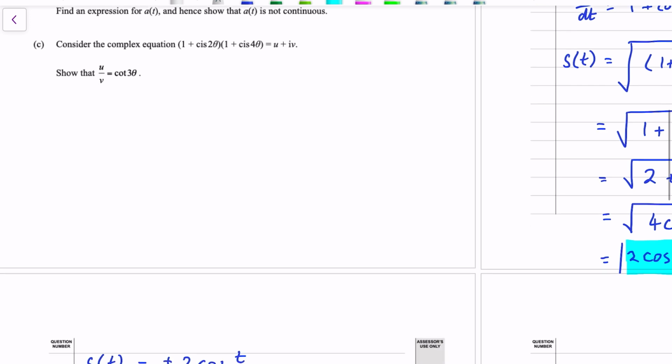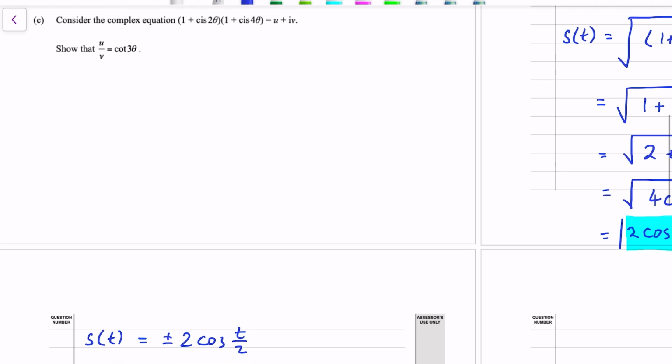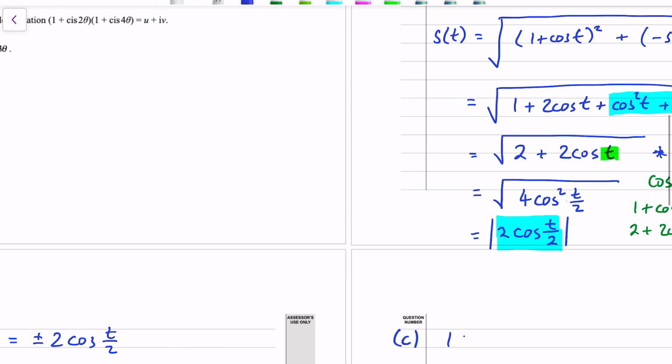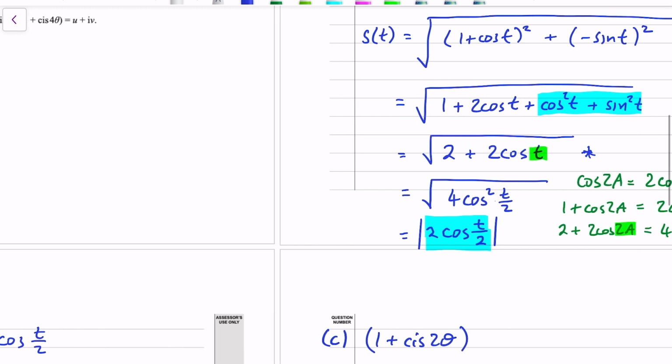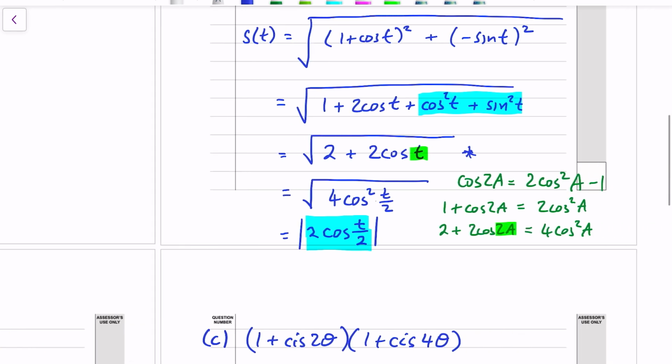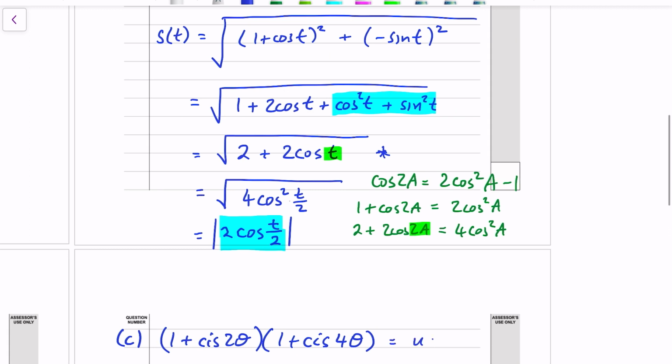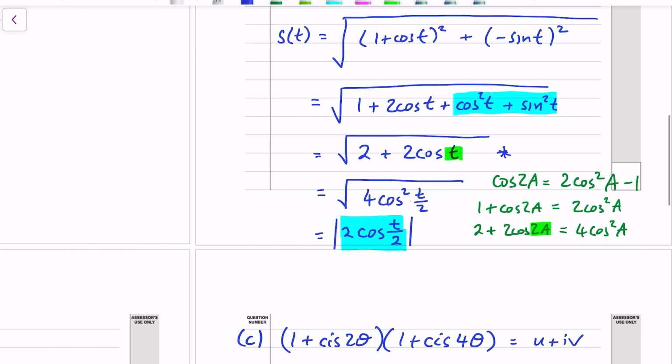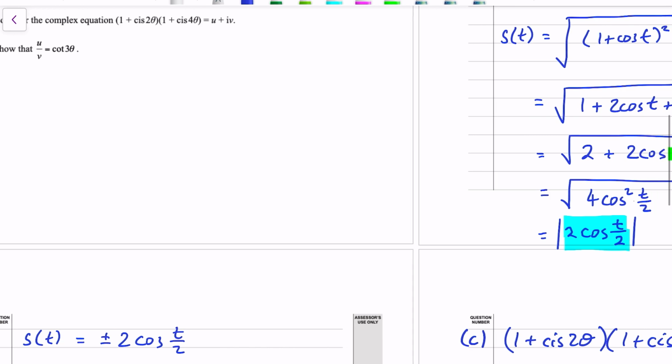Hopefully it didn't confuse you, and I'm sure some of you probably just skipped to the answer. That's okay. Alrighty, part C, we've got this complex equation, 1 plus cis 2 theta multiplied by 1 plus cis 4 theta. That equals u plus iv apparently. And then we've got to prove that u over v is equal to cotan of 3 theta.